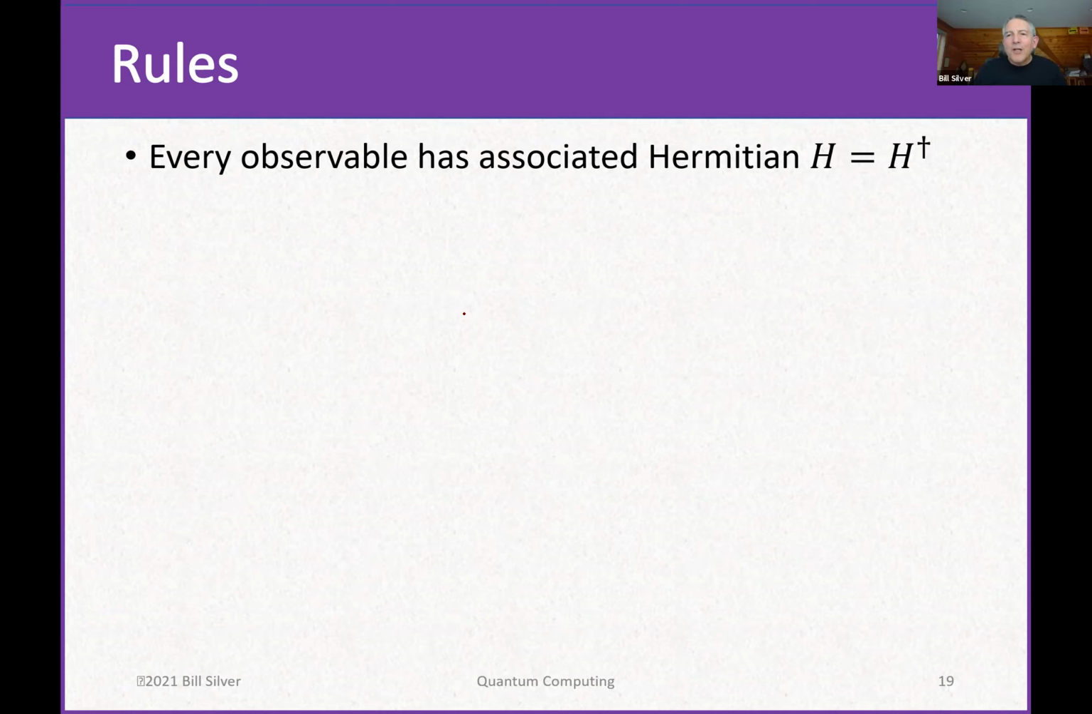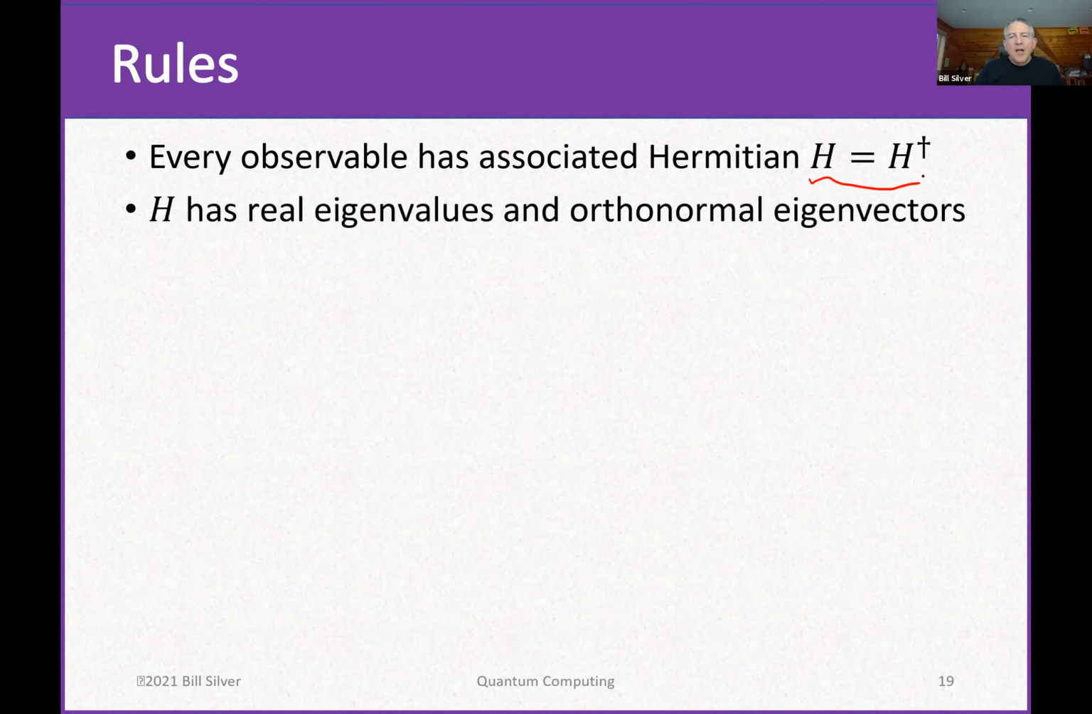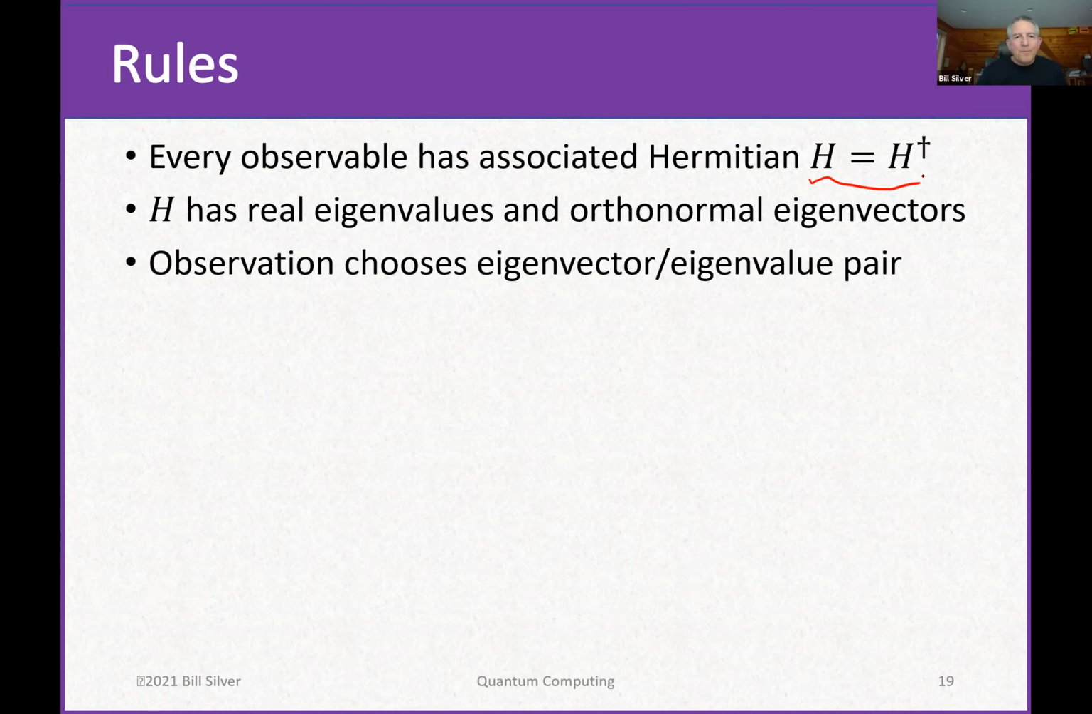It is a matrix that is its own complex conjugate, all right? And such a matrix has real eigenvalues and orthonormal eigenvectors. If you don't remember all of your linear algebra, that's okay, because the next slide is going to show a very simple example of all of this. But again, I'm just stating the rules here.